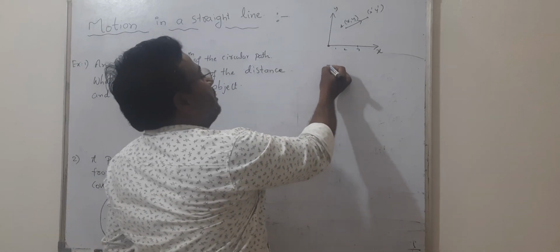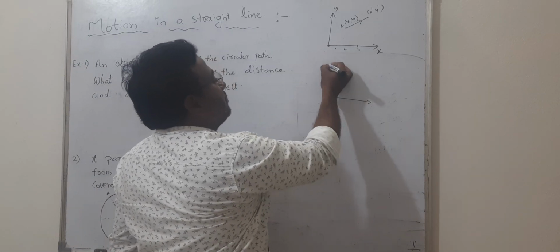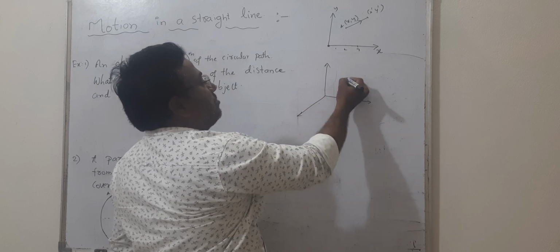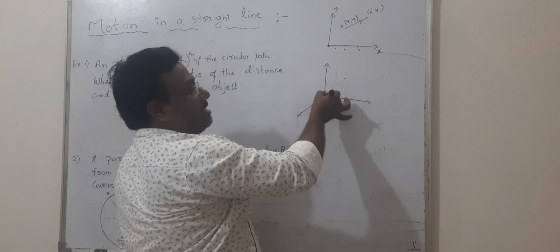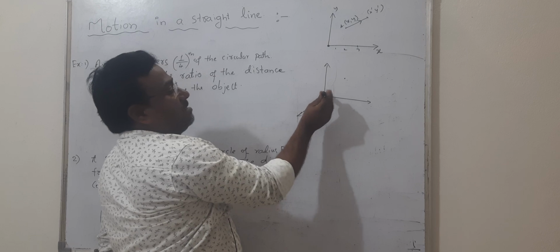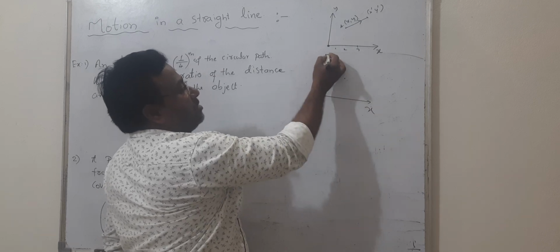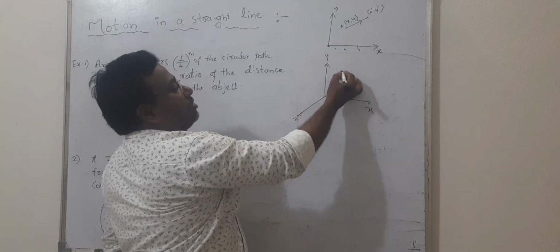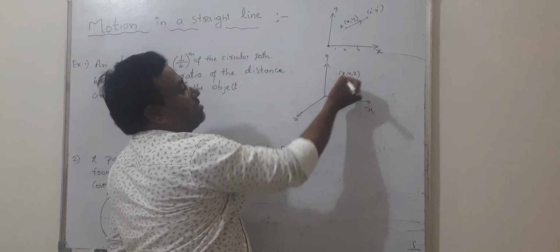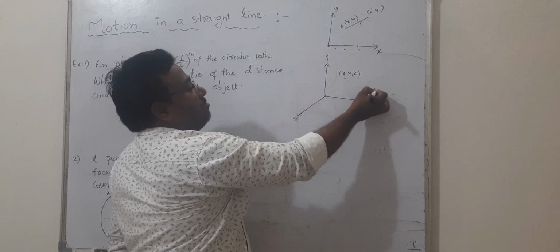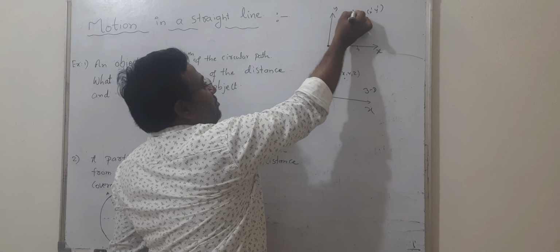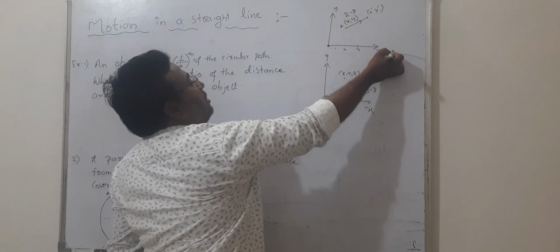And if you take in space, then you can write like this. If this is a point here, this is a z-axis like this, it is in space. So this is x, this is y, and this is z. During the motion of a body, three coordinates will change. So this is motion in 3 dimensions, this is motion in 2 dimensions, this is motion in 1 dimension.